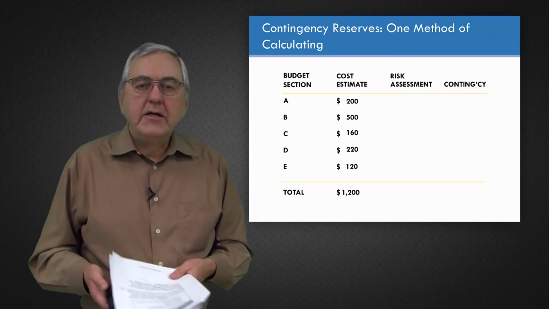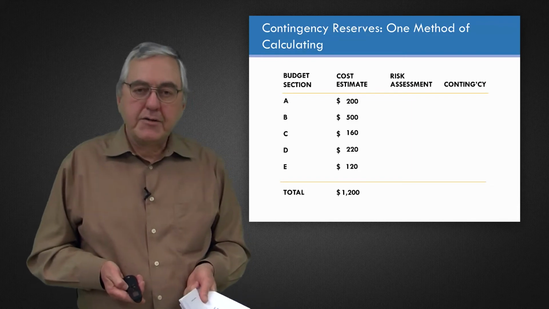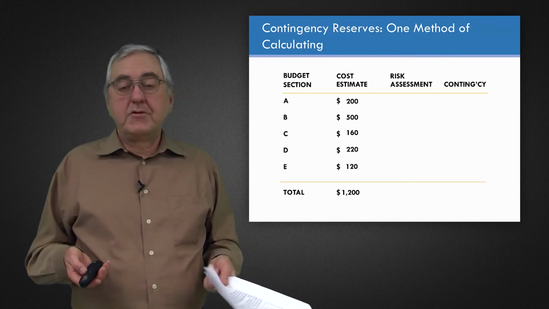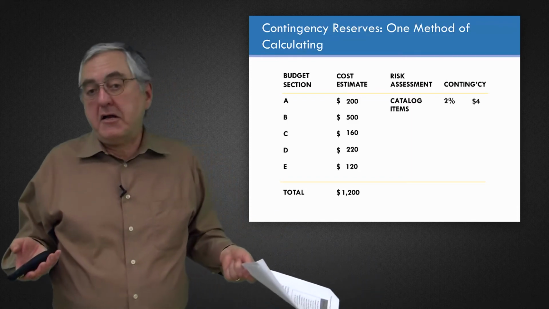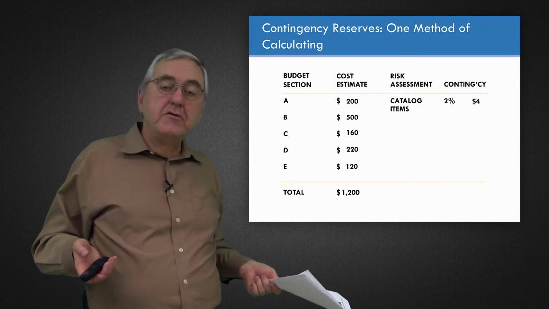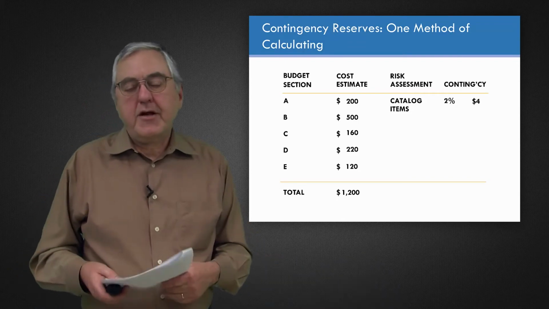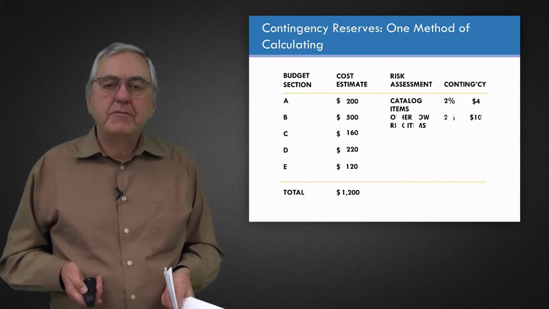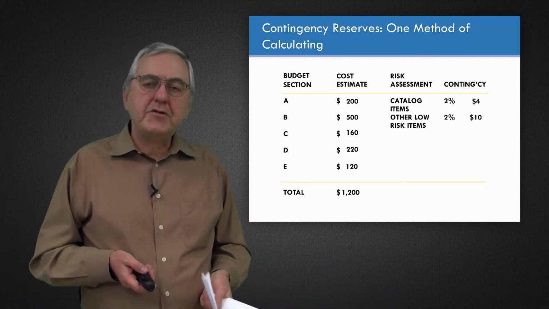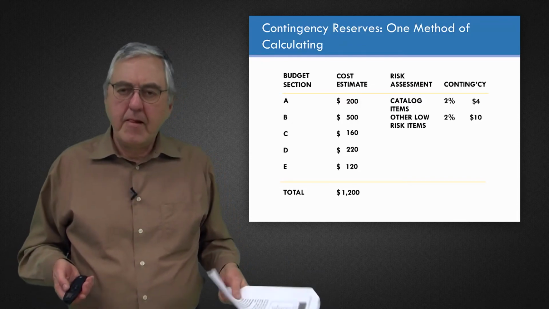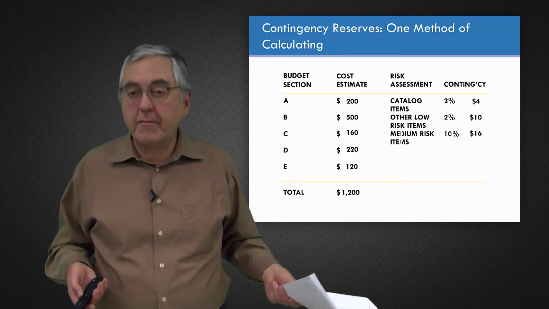So here's a way of calculating the contingency reserve by budget section. Section A of the budget somehow is catalog items. You know what you're going to purchase, you're pretty certain as to how many and what color you want, very little uncertainty, but you do put in 2% perhaps.